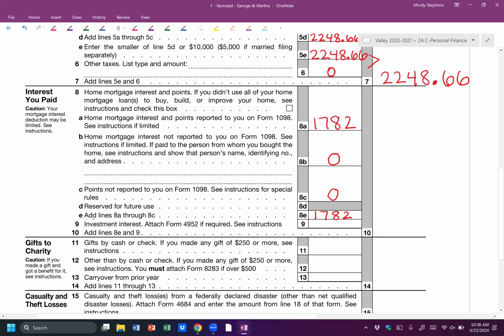The next one says investment interest. Do we have investment interest listed on our sheet? On that list, does it say investment interest anywhere? So we're going to put 0. So if it's not on our sheet, we're going to enter 0. Line 10 says add 8E and 9 together. So we're going to add E and 9. So just 1782. Adding those up, we're just adding a 0. So we have 1782. Okay, we're getting close.